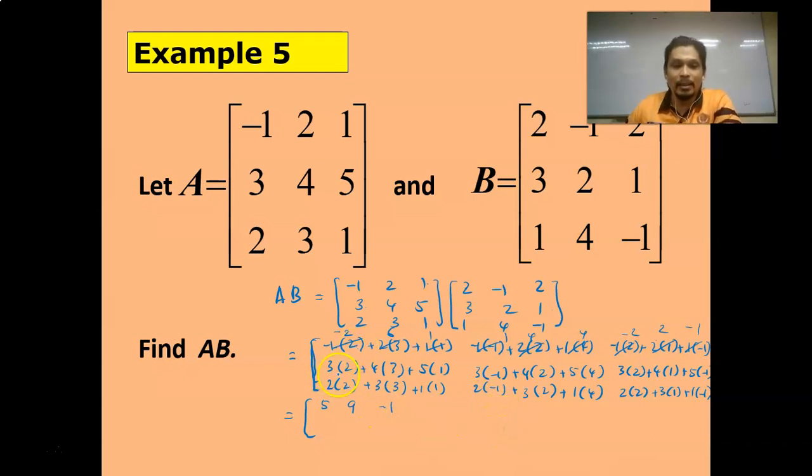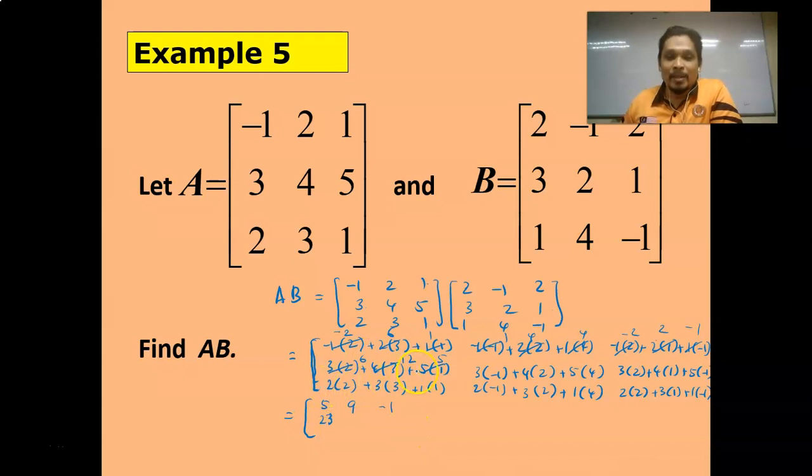Okay. Now, 3 times 2 equal to 6. 4 times 3, 12. 5 times 1, 5. 6 plus 12, 18 plus 5, 23. Okay, I did this calculation randomly without using a calculator. So please, if I make a mistake and you find it, let me know, or you may just make a correction on your lecture notes.